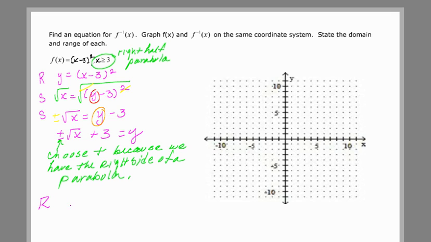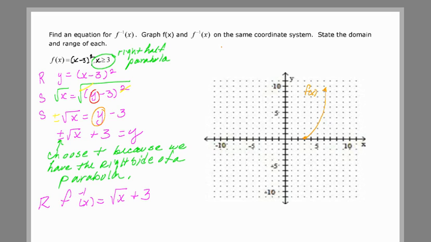So now let's list out our inverse. f inverse of x is going to be equal to the square root of x plus 3. The positive version of the square root of x. There's our equation. Now let's go over here and graph both of them on a coordinate system. So f of x is x minus 3 squared, which is a parabola that's been shifted to the right 3 units. So I'm going to draw half of a parabola that's been shifted to the right 3 units. There's f of x.